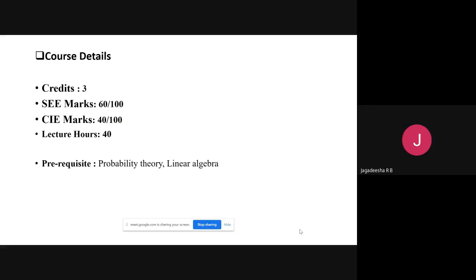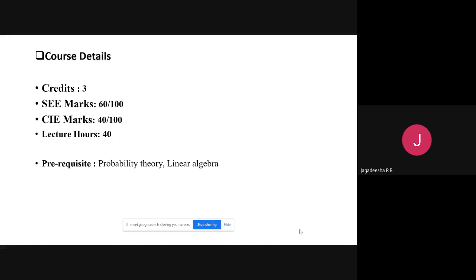This is the Information Theory and Coding course for fifth semester, 18EC54. In this course, today we will see the basic introduction to this course and also the course logistics. So, initially we have the course details here.